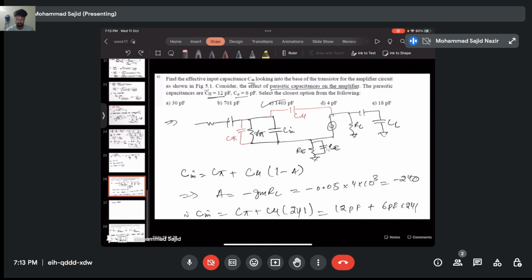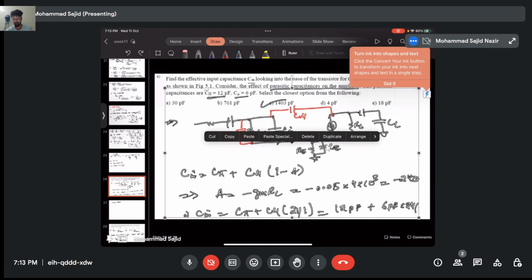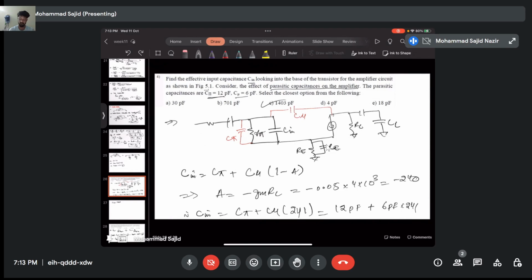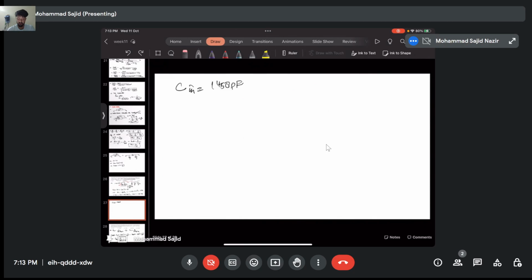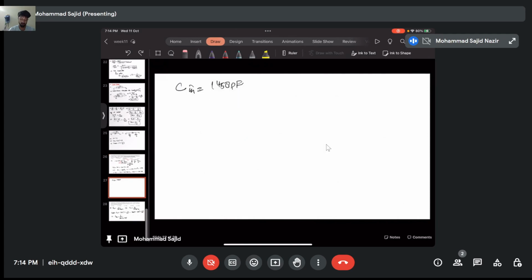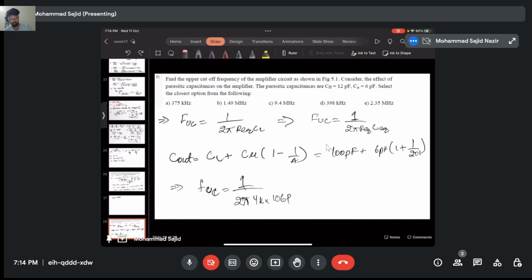This is a basic BJT equivalent circuit where C mu is connected between base and collector, and C pi is between base and emitter. To decouple, we use Miller's term, and already there is C pi. C pi will then be in parallel with C mu times 1 minus A, that comes from the Miller's term. Again, simple: A is minus gm RC. And gm for a BJT is IC by VT. Okay, so this is it. And at last, we calculated the C output, upper cutoff frequency, depending on the C output.